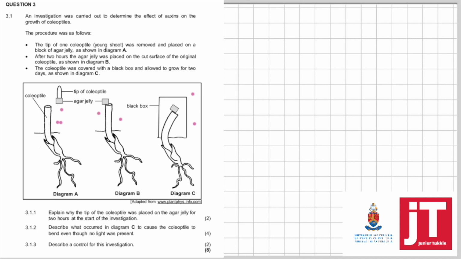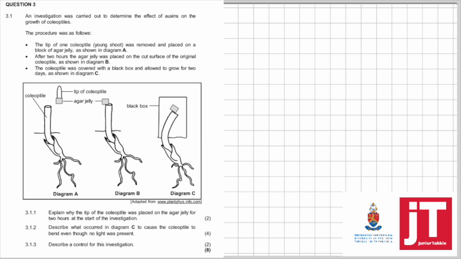3.1.1. They ask you, explain why the tip of the coleoptile was placed on the agar jelly for 2 hours at the start of the investigation. So can you see this picture here? They're asking you why this happened. At the tip of the coleoptile, from your knowledge, you know that there's auxin present. For 2 hours, we are leaving that tip on the agar jelly because we want that auxin from the tip to diffuse into the agar jelly. Hormones move very, very slowly, and so that's why we left the tip on the agar jelly for 2 hours, to allow the hormone to diffuse slowly into it.